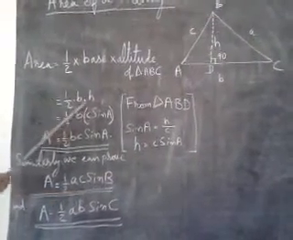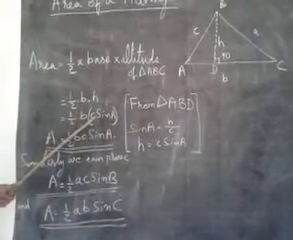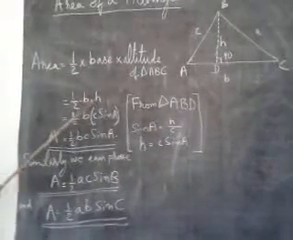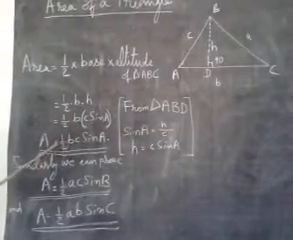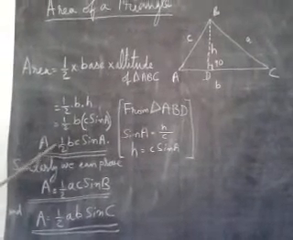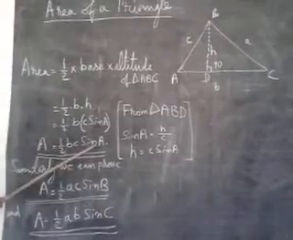So substitute the value of c into sine A in place of h. Then you get half into b into c sine A, or rearranging, area A equals half bc sine A.